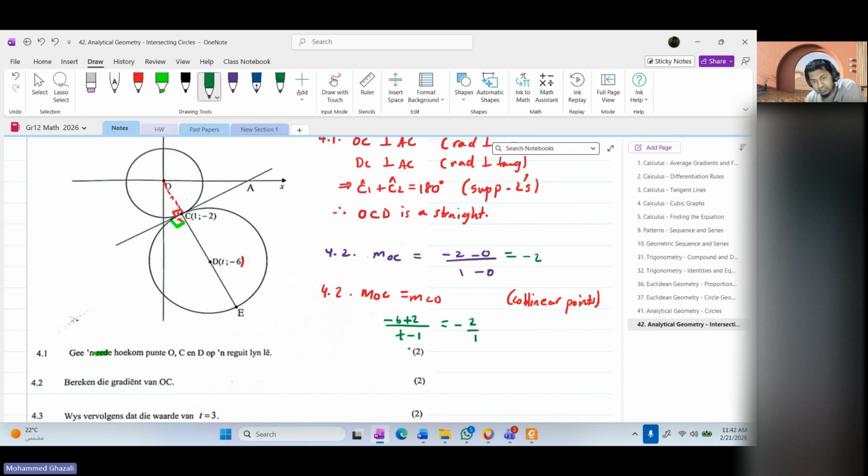So I've got -2T plus 2 is equal to 1 times -4, which is -4. -2T is -6. Therefore, T is equal to 3. So we have solved this. Okay.